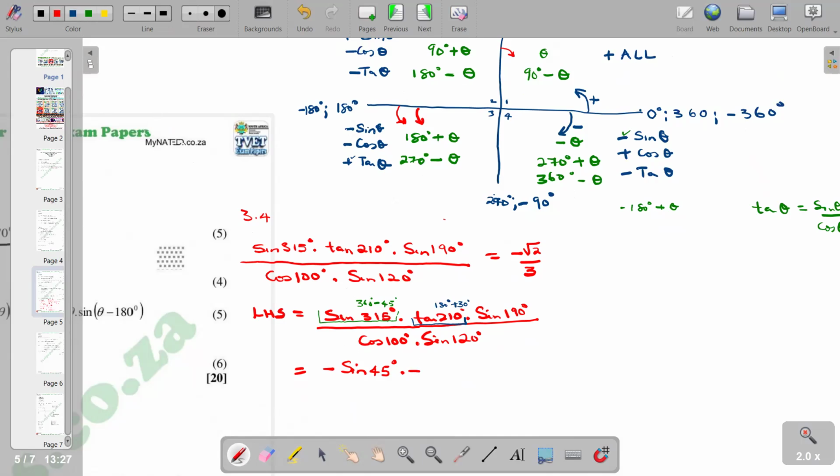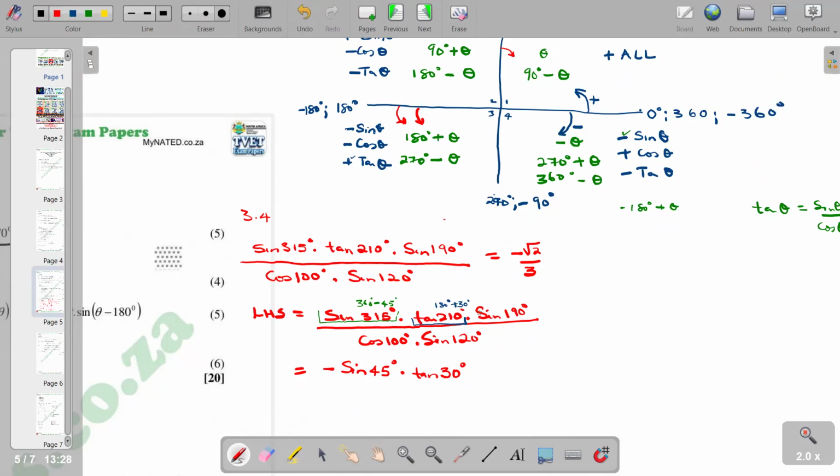It's going to be positive. Then our ratio is tan. So it's positive tan 30 degrees. We go to the next one.